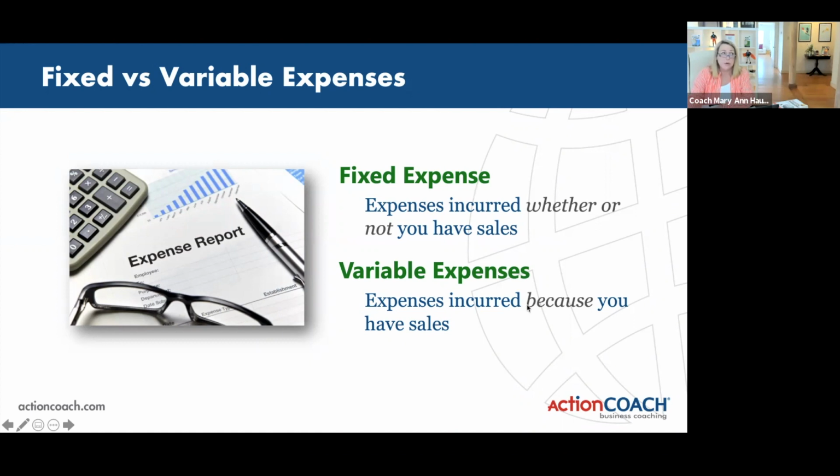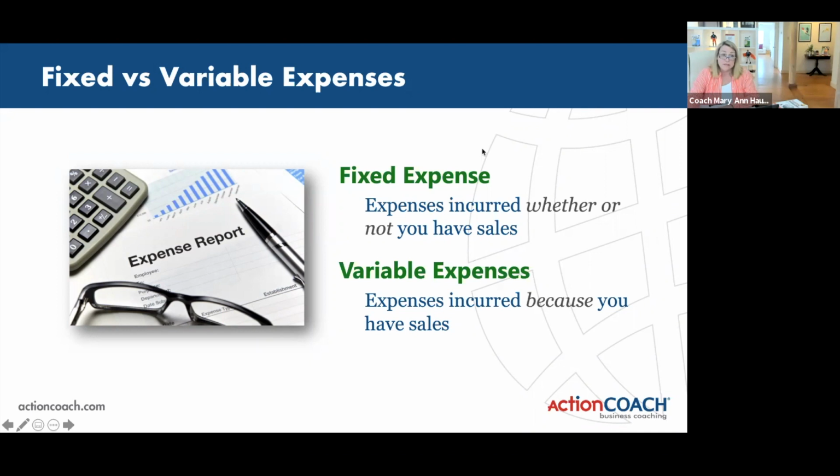So if you're installing a tile backsplash and you're a contractor, the grout would be an expense because of that sale. The labor to have someone go in and do the work, the tile itself. There's all kinds of material that you need in order to do your job, and you're only going to use it for that job. That's a variable expense, right? It's material that you wouldn't buy if you didn't have that specific work to do.